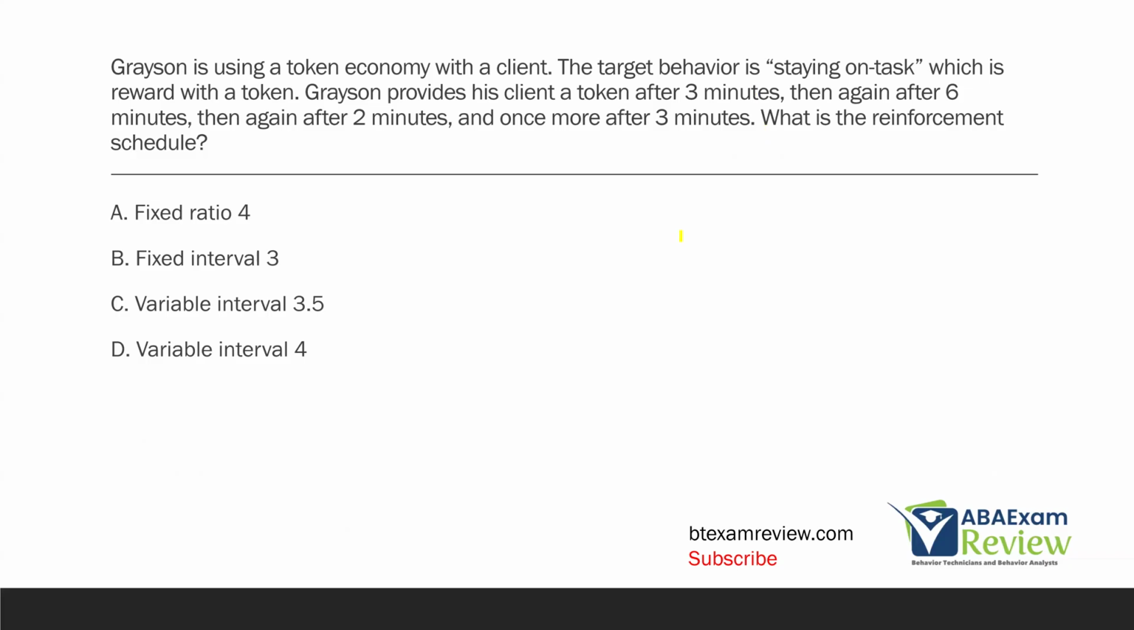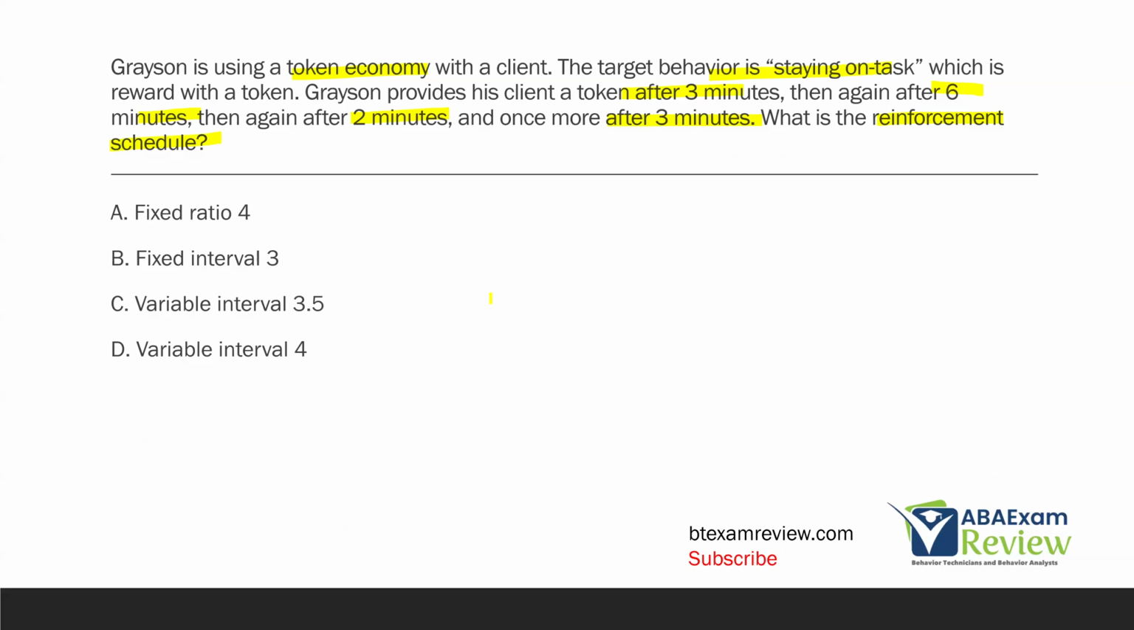All right, so we have a reinforcement schedule question, and it's going to require just a little bit of math. What we're using is a token economy. Target behavior is staying on task, which gives a token. Grayson gets a token after 3 minutes, after 6 minutes, after 2 minutes, and again after 3 minutes. So immediately, is this schedule fixed or variable? Well, it has to be variable, right? Because reinforcement is being delivered on different patterns. The schedule is changing. So we know it's not going to be fixed.